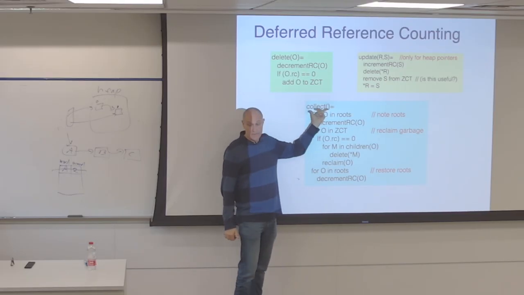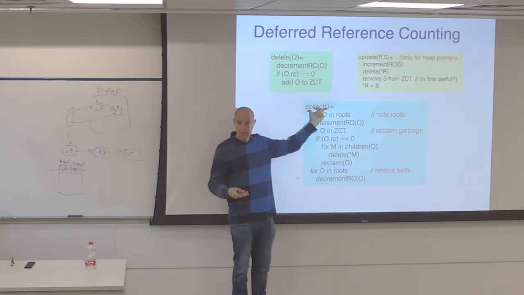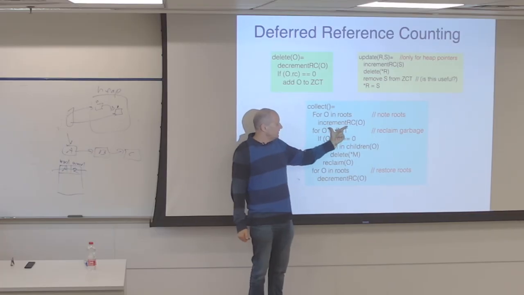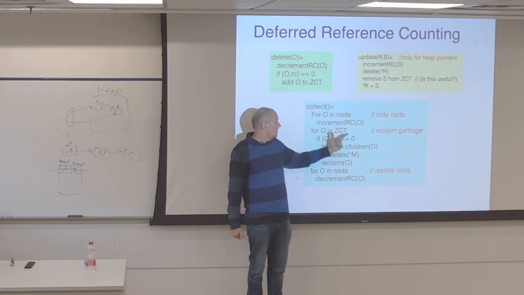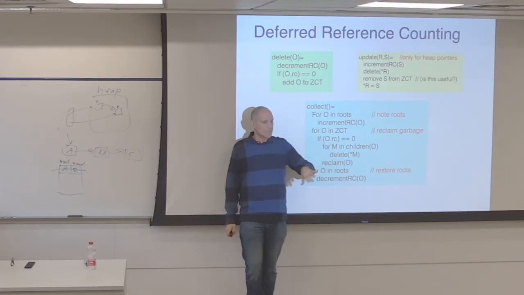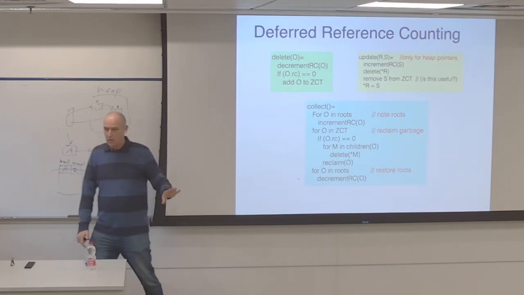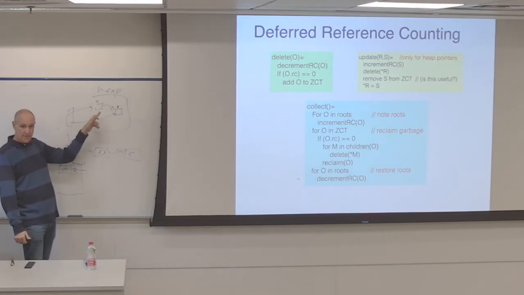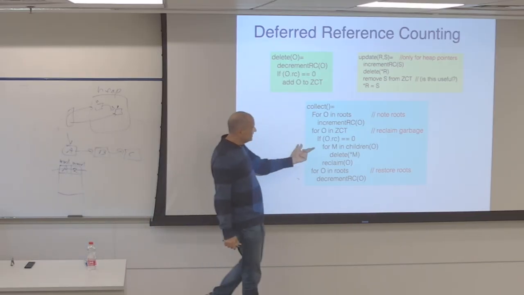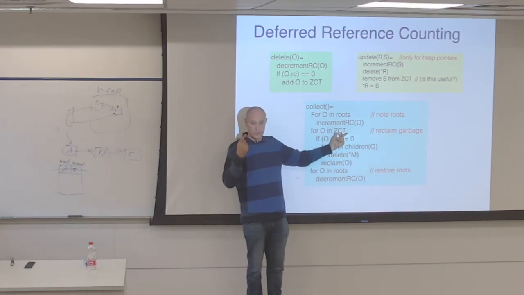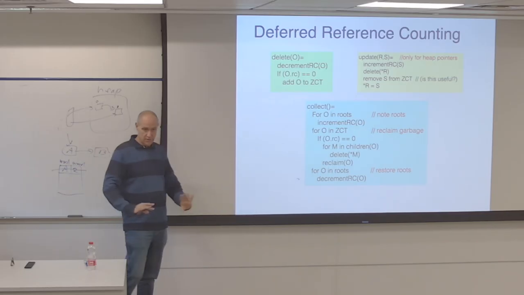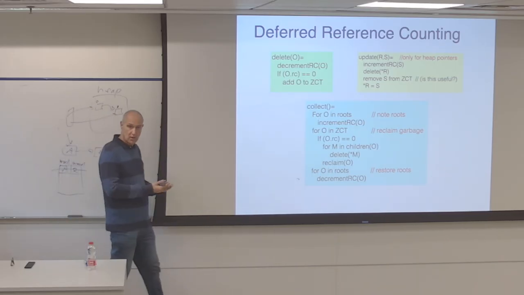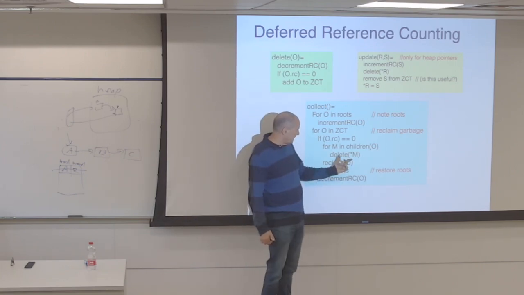So the collector that happens once in a while, what it does is that first of all it increments all the references from the roots. It increments the reference count. So after doing that, I know that the reference counts are correct. They also account for all these references, and then I go over all the ZCT, all those that I saw were zero. And if they're still zero with the increments from the roots, then they're really unreachable, both from the heap and also from the local pointers. And then I should delete them.